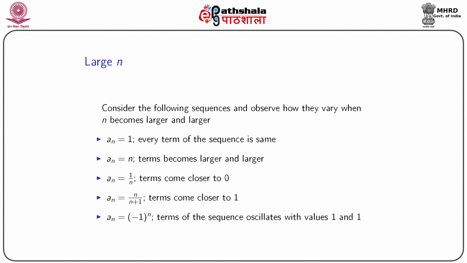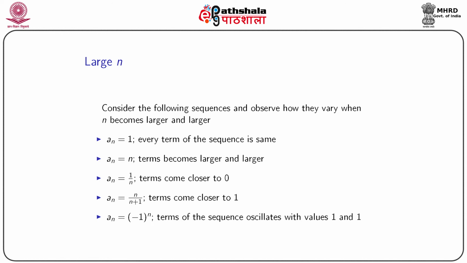If I take the reciprocal function 1 over n as my an, then as n increases, it can be easily seen that 1 over n decreases and it comes closer to 0. If I consider another sequence where an is n over n plus 1, now as n increases, n plus 1 also increases. So the ratio, they are increasing almost in a similar pattern. So that means the ratio comes closer to 1.